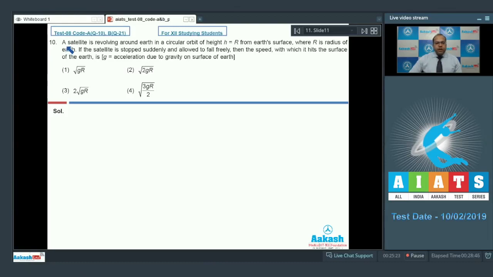In question number 10, a satellite is revolving around Earth in a circular orbit of height h equal to R from Earth's surface, where R is the radius of Earth. If the satellite is stopped suddenly and allowed to fall freely, then the speed with which it hits the surface of the Earth is? So, since the motion of the satellite is only under the conservative gravitational force, I can write the gain in kinetic energy is equal to loss in potential energy. So half m v square is equal to loss in potential energy, so I can write minus GMm by 2R plus GMm by R. Initial separation from the center of Earth is 2R and final it is R.